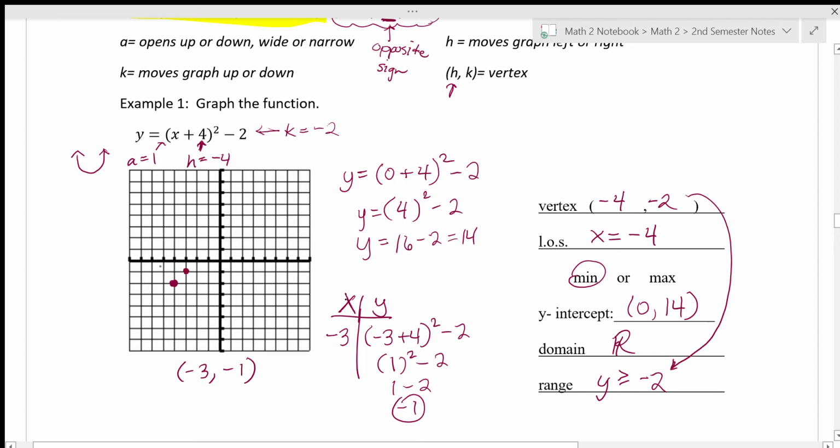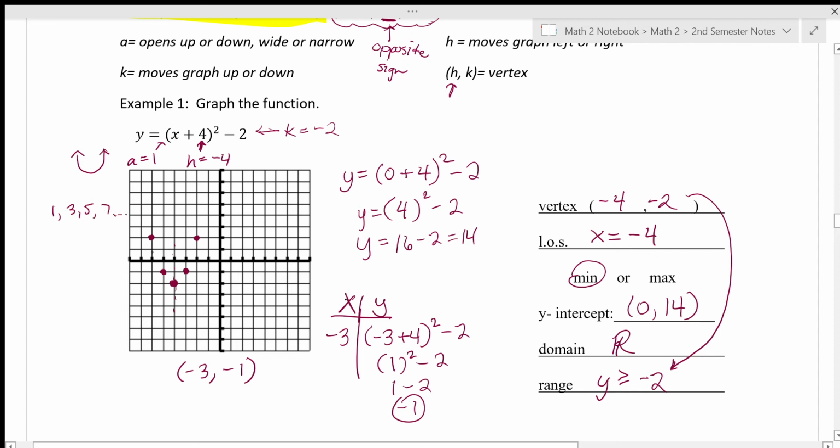I'm going to reflect that over my line of symmetry here, which goes through my vertex. And then I'm going to draw my parabola up through those points. I could even put another one, over 1, up 1, 2, 3, right? Because my A value is 1. My pattern is going to be my home base pattern, growing 1, 3, 5, etc.